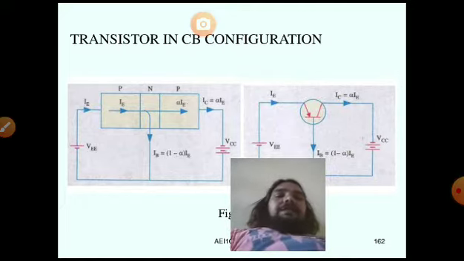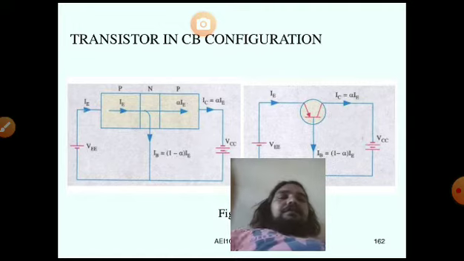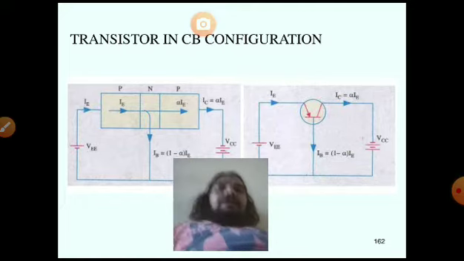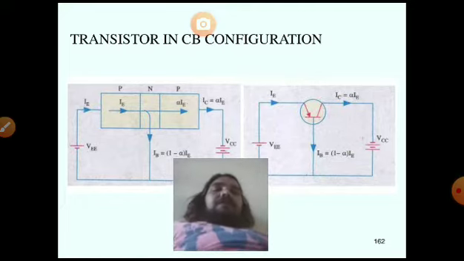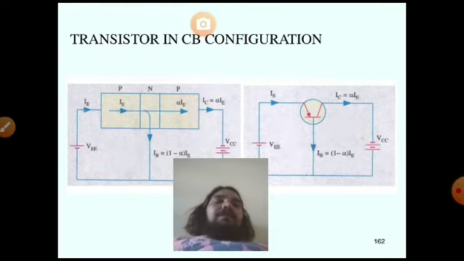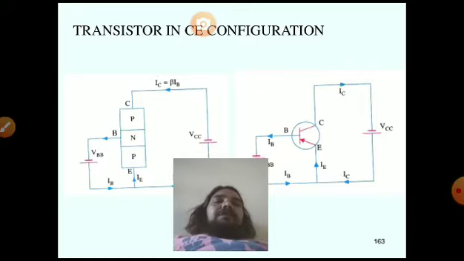P is the emitter, N is the base and P is the collector. The base is commonly grounded, the emitter behaves as the input, and the collector current IC behaves as the output in this configuration. Next one is the transistor in common emitter configuration.